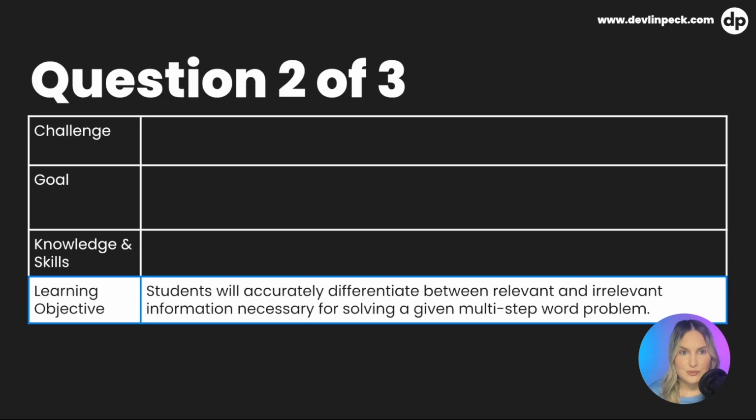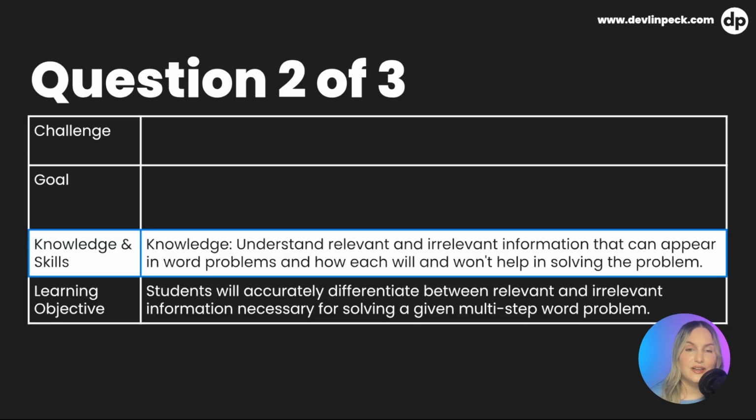So you have our learning objective. Students will accurately differentiate between relevant and irrelevant information necessary for solving a given multi-step word problem. Okay, so they need to differentiate between relevant and irrelevant information that they need to solve a word problem. So the knowledge and skills that they need is, so for the knowledge, they need to understand relevant and irrelevant information that can appear in the word problems and how each of them will and won't help in solving the problems.